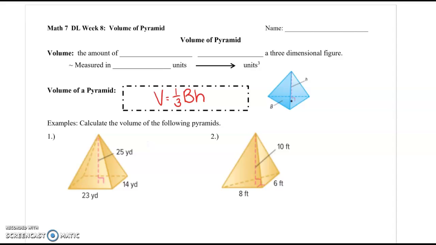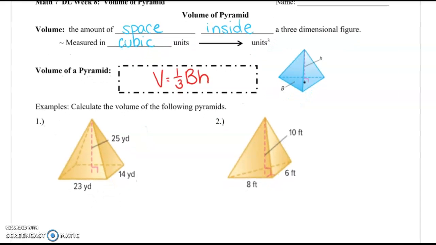So once again, just as a review, volume is the amount of space inside a three-dimensional figure, and it's measured in cubic units. Whatever the units are, inches, feet, it all should have a cube after it, or an exponent of 3. So volume of a pyramid is 1/3 times big B times H.